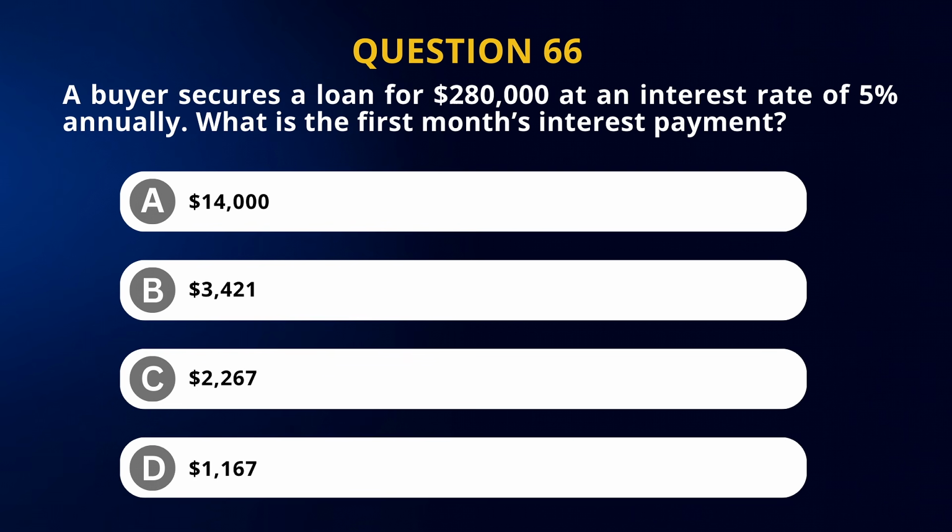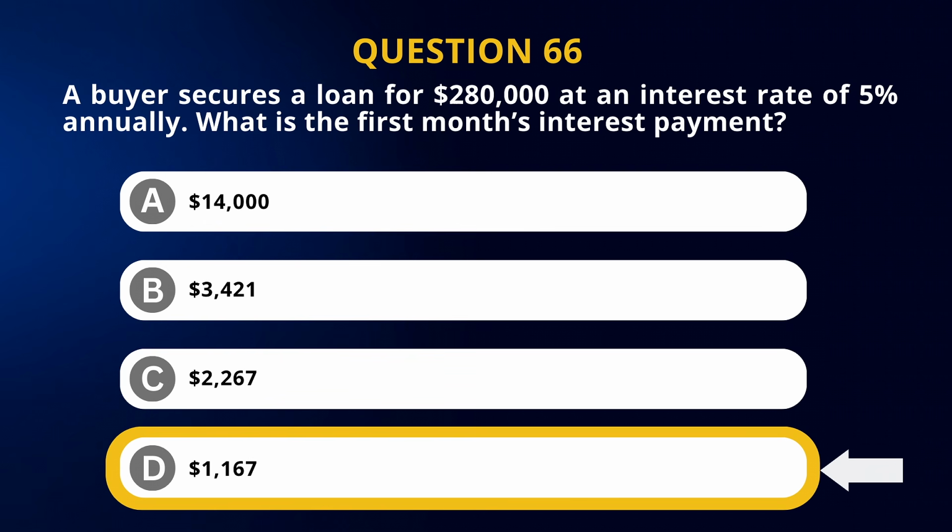Question number 66. A buyer secures a loan for $280,000 at an interest rate of 5% annually. What is the first month's interest payment? Letter A, $14,000. Letter B, $3,421. Letter C, $2,267. Letter D, $1,167. And the answer is letter D, $1,167.